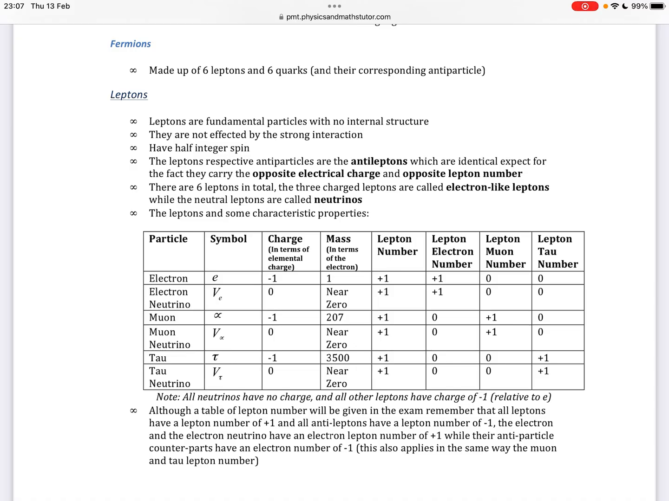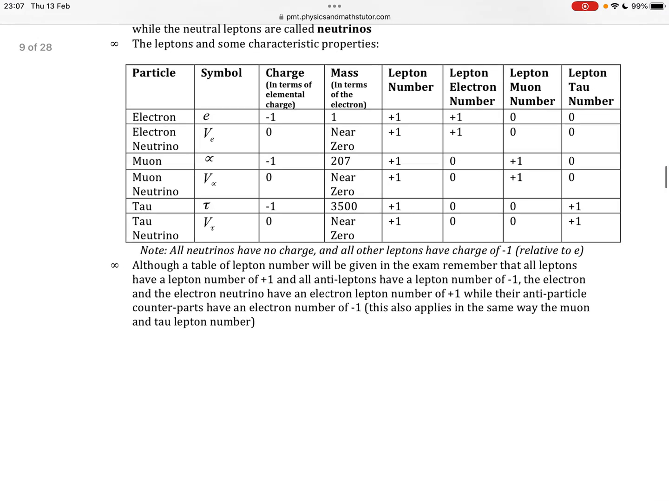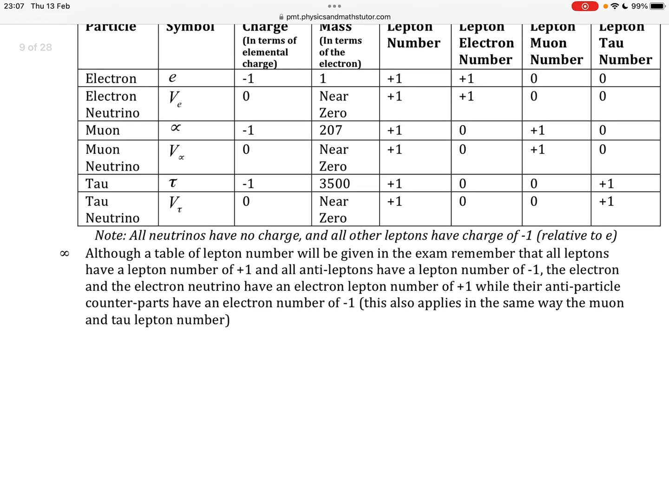Note that all neutrinos have no charge, and all other leptons have a charge of negative 1 relative to the electron. Although a table of lepton numbers will be given in the exam, remember that all leptons have a lepton number of positive 1, and all antileptons have a lepton number of negative 1. The electron and the electron neutrino have an electron lepton number of positive 1, while their antiparticle counterparts have an electron number of negative 1. This also applies in the same way to the muon and tau lepton numbers.